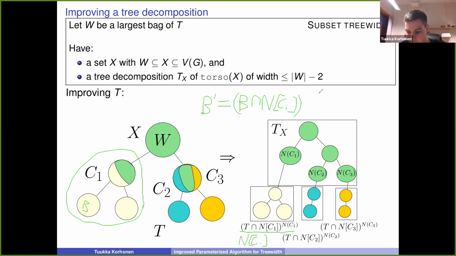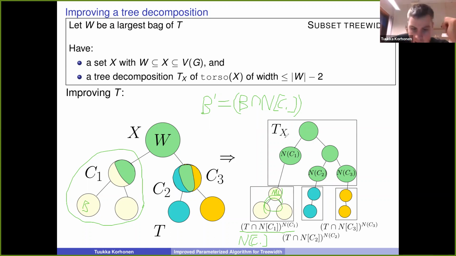But this is not all of it. We have to attach this decomposition to this TX. The interface here will be the neighborhood of C1. So in this decomposition, this N of C1 should also live in the root. We want to make sure that this copied decomposition contains N of C1 in the root, so that we are able to attach it to this TX.